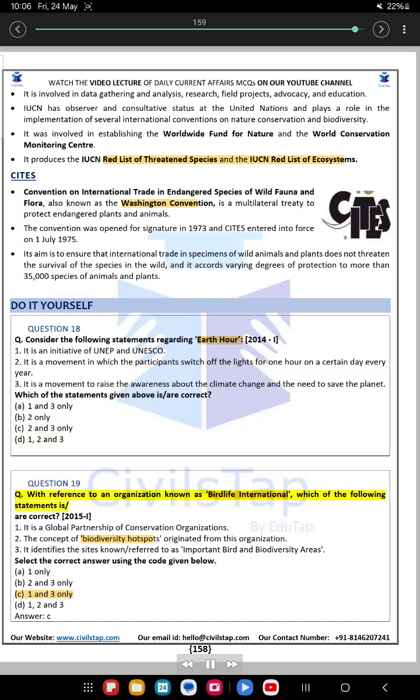Question 19. With reference to an organization known as BirdLife International, which of the following statements are correct? 2015 I. 1. It is a global partnership of conservation organizations. 2. The concept of biodiversity hotspots originated from this organization. 3. It identifies the sites known as Important Bird and Biodiversity Areas. Select the correct answer using the code given below. A. 1 only. B. 2 and 3 only. C. 1 and 3 only. D. 1, 2 and 3. Answer C.